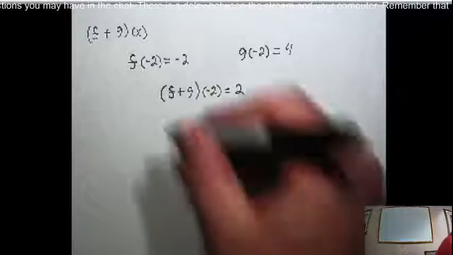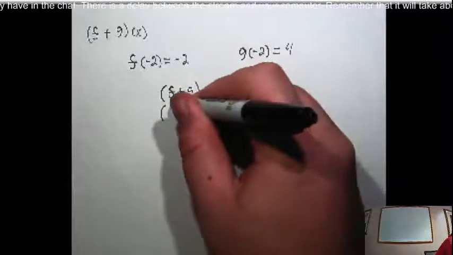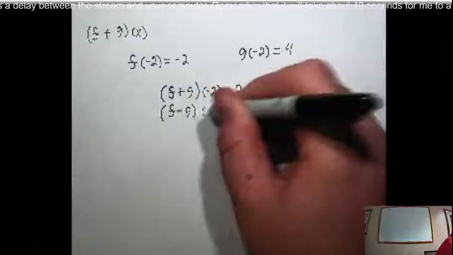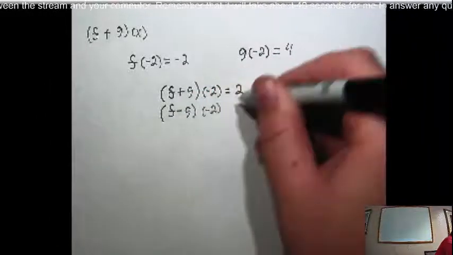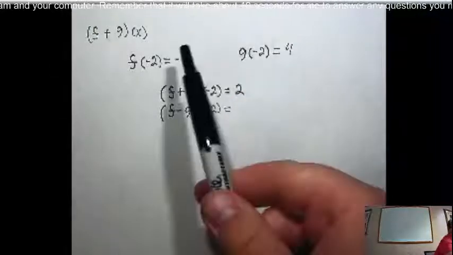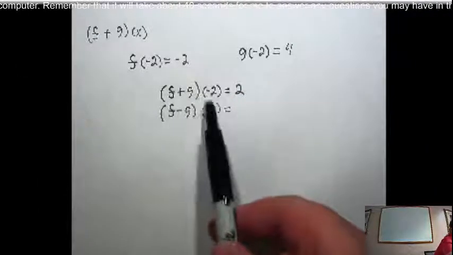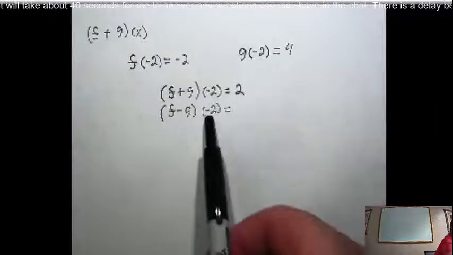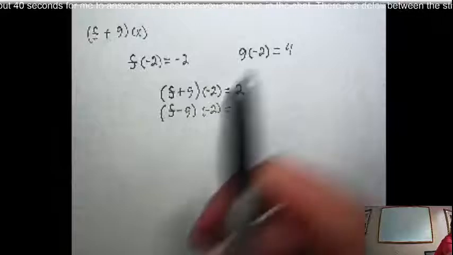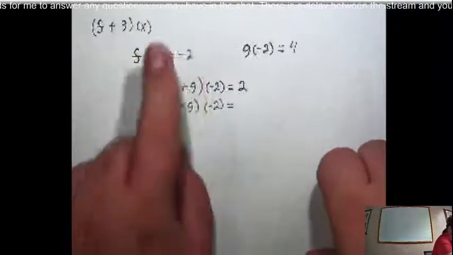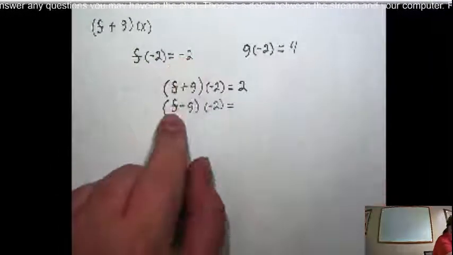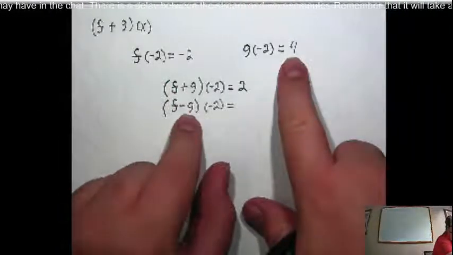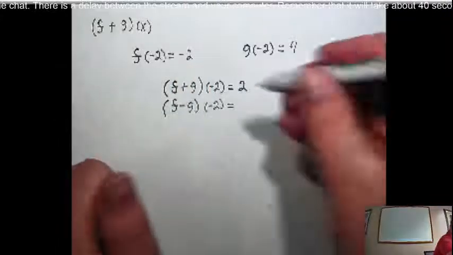In a similar way, we could say f minus g of negative 2. Same thing. What did we get for f when we plugged in negative 2? We got negative 2. What did we get for g when we plugged in negative 2? We got 4. So this would be negative 2 for f minus 4 for g. So negative 2 minus 4, that's negative 6.